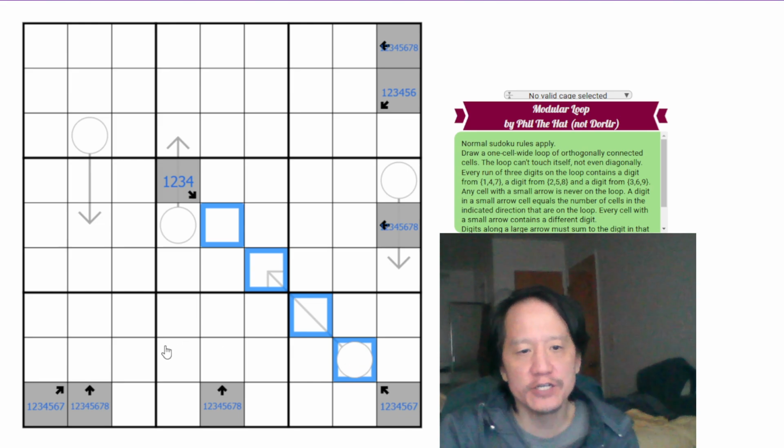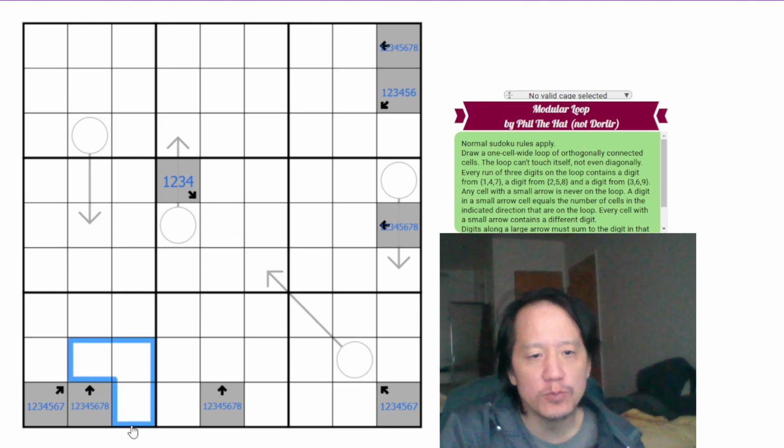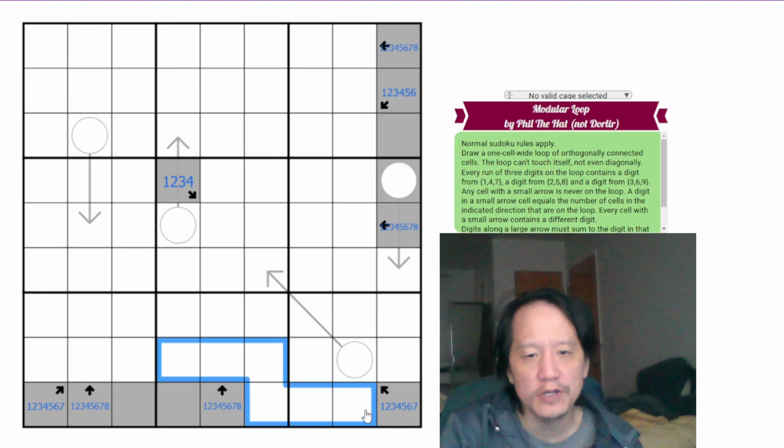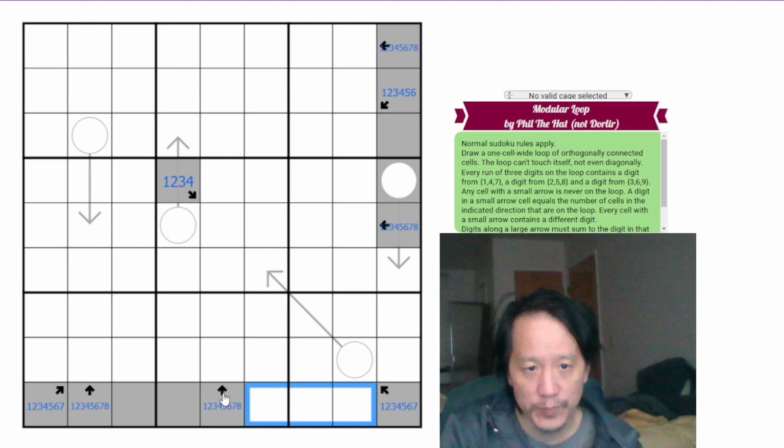The loop cannot touch itself. So say the loop went down here, right? That would be invalid because this is considered touching itself. If it goes here, here, here, here, that actually touches itself. So these are not valid either. Neither are those because of the same logic. This could technically go on here and then go up here and then go here. So these potentially are valid to be on the loop.